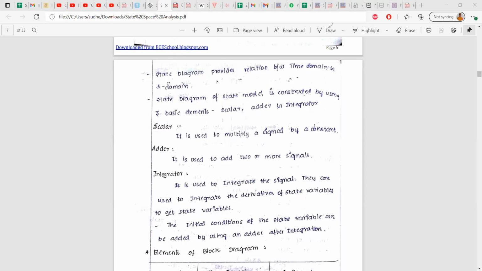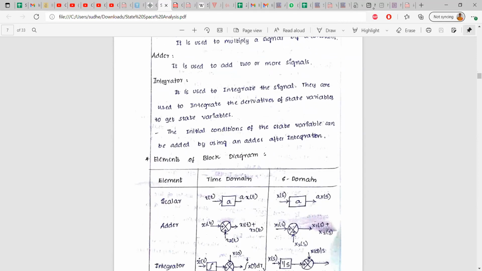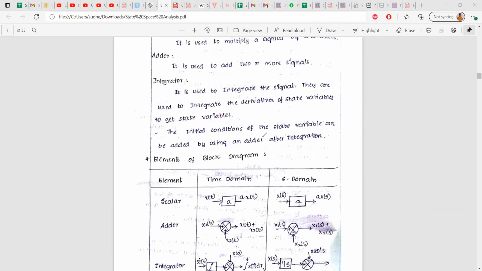And one more thing, this is important. The initial conditions of the state variable can be added by using the adder after integration. In the state space model we are considering initial conditions. I already said, in the transfer function methodology we are omitting the initial conditions, but in the state space we have to consider the initial conditions.